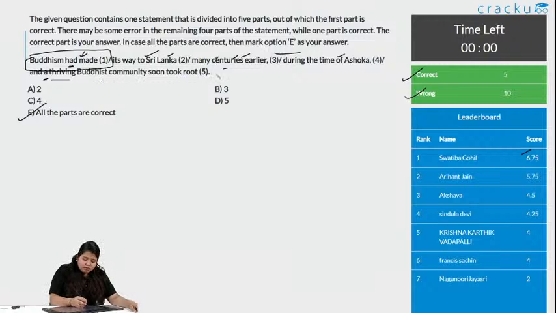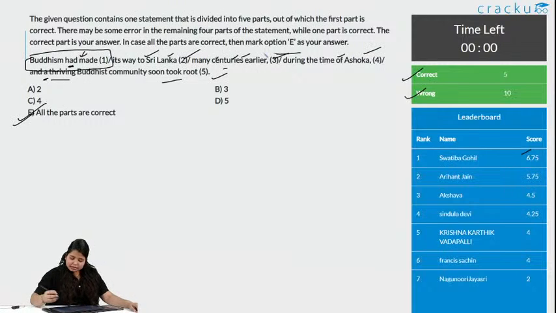Buddhist community soon took roots. So, option E is the correct answer, as all the parts here are correct. And 5 people got this correct and 10 wrong.